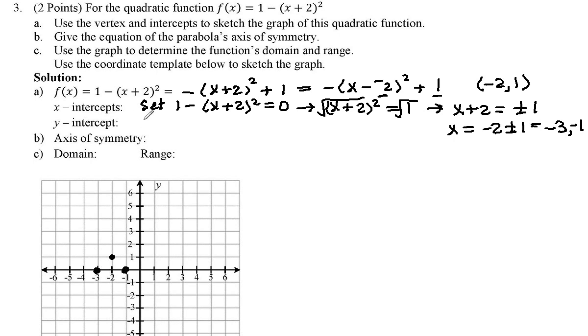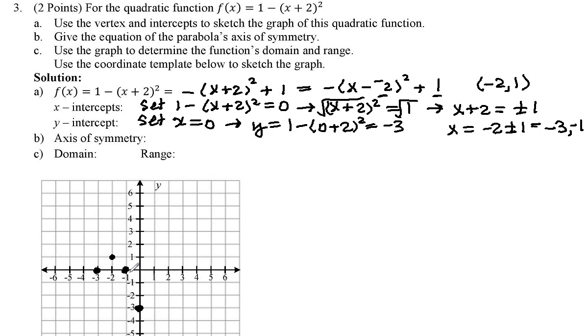And then the y-intercept, for the y-intercept, you're going to set x equals 0 instead of y equals 0. So set our x equals 0, and that tells us then that our y-coordinate, which is our f of x here, is going to be 1 minus (0 + 2) squared. So that's 4. This is 2 squared, 4. 1 minus 4, negative 3. So it hits at negative 3 on the y-axis, which is down there.